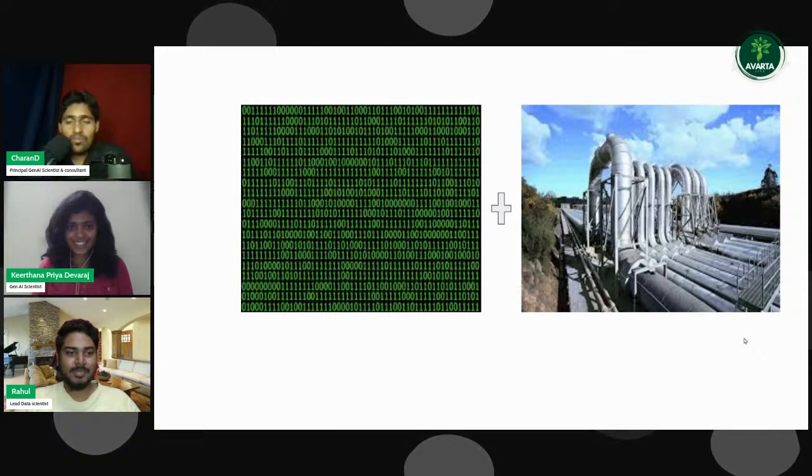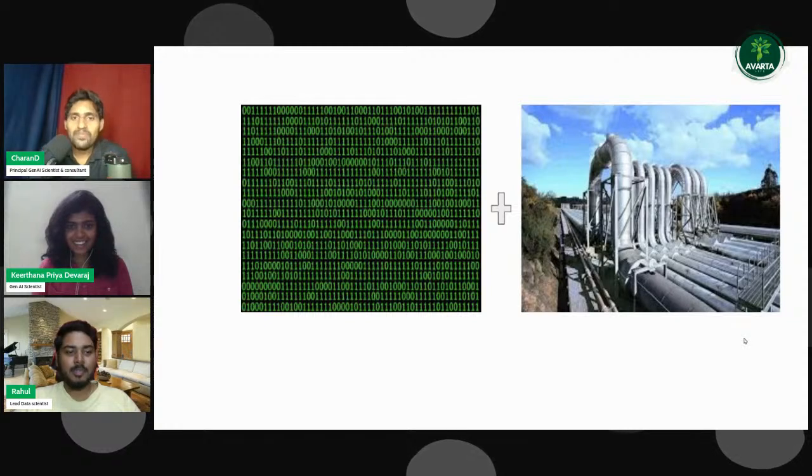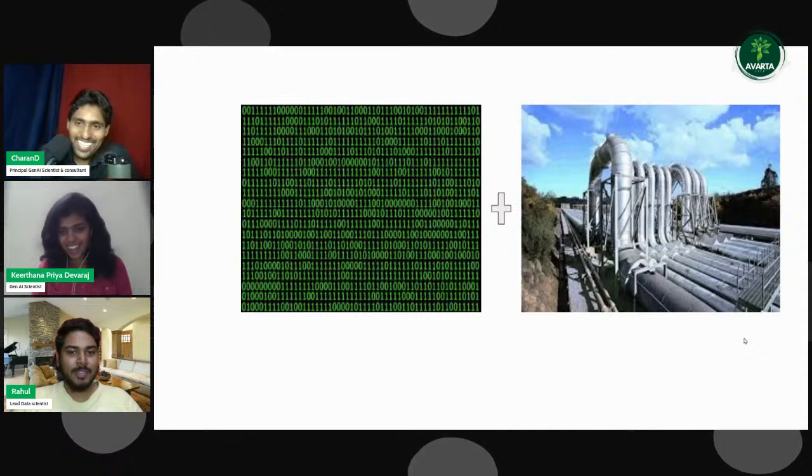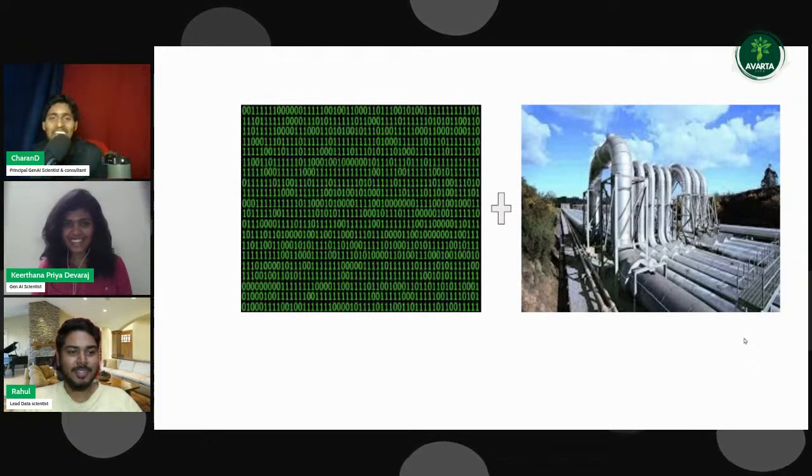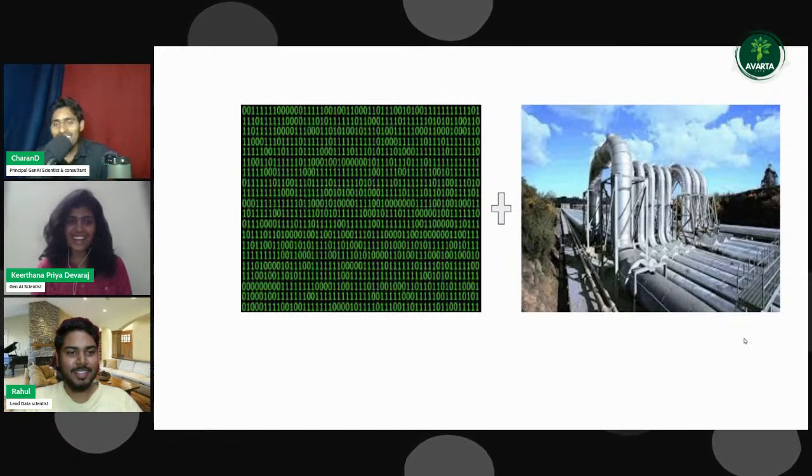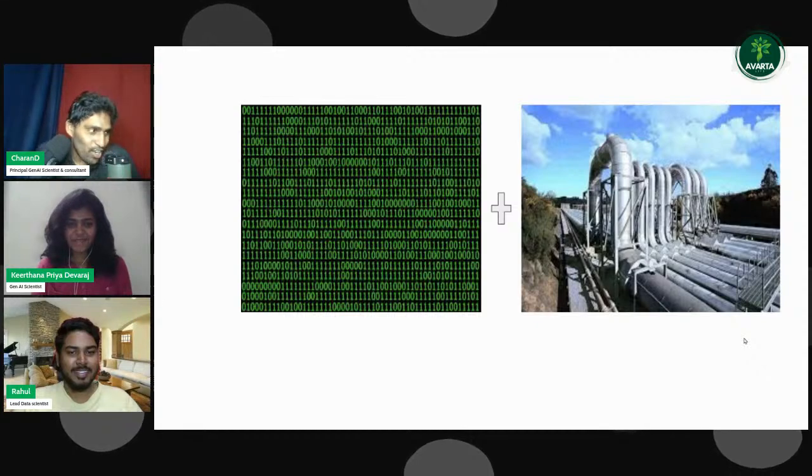So this looks like binary data. These are pipes. I don't know, some sewage treatment. I don't know what this is. So you mean to say binary data sewage treatment? No, absolutely not. Rahul, can you help her? Pipe. Help me out.